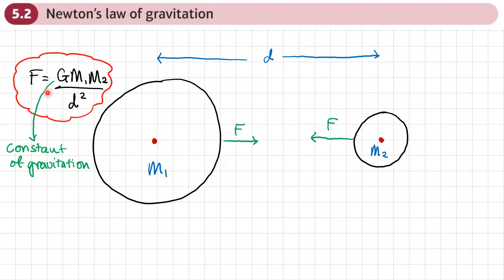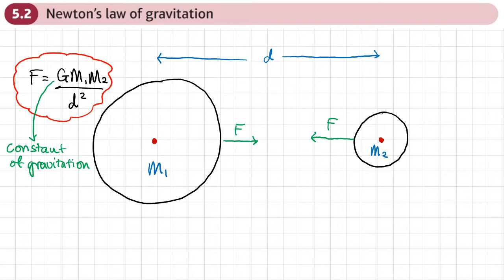Now, this is the bit you've been waiting for. Here's the formula. This force of attraction F is equal to G, which is what we call the constant of gravitation, times the two masses divided by this distance squared.